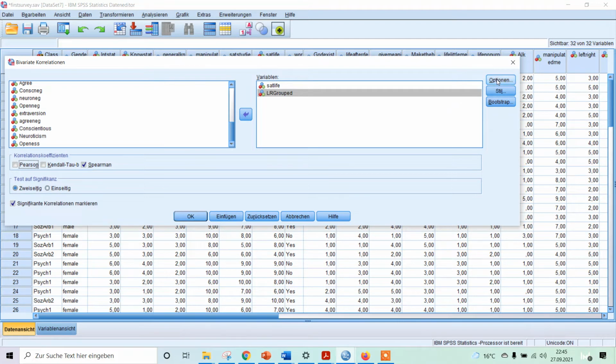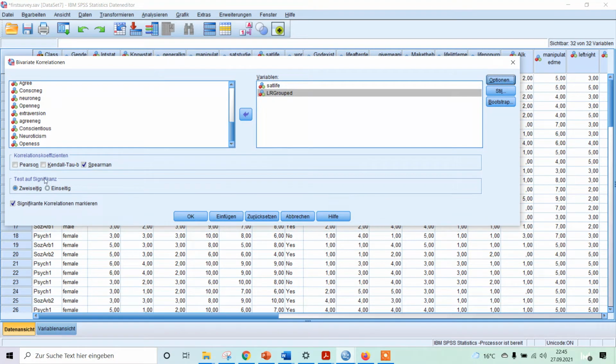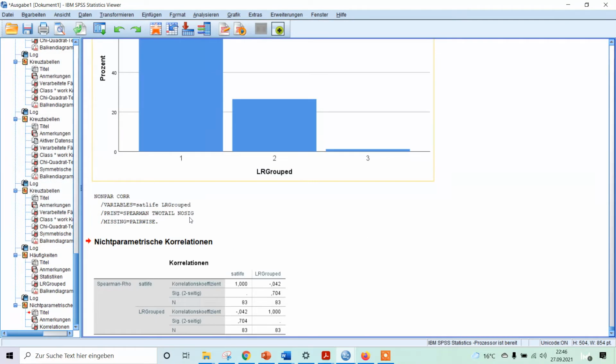So let's just go. Let's have a look at the options. We don't need anything here. We also don't need bootstrap. So we just need to say if it's a one-sided or two-sided test. In our case, our hypothesis would be there is a difference between political attitudes and the satisfaction with life. So that would be a two-sided hypothesis. If your hypothesis would be conservative students are happier than left students, then that would be a one-sided hypothesis. So let's just click on OK.